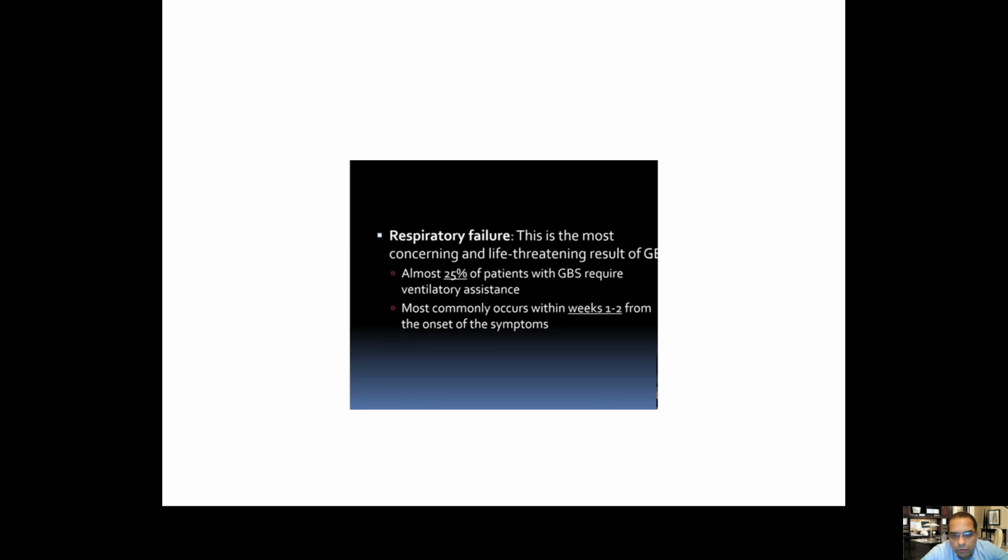Respiratory failure is the most grave complication of Guillain-Barré syndrome. This is the most concerning and life-threatening result of the syndrome. Almost 25% of patients with Guillain-Barré syndrome require ventilatory assistance. But although they go on a ventilator and can remain on it for weeks, their prognosis is good, because, as we're going to explain, only 3 to 5% of cases with Guillain-Barré syndrome are going to die from the illness. It most commonly occurs within 1 or 2 weeks from the onset of symptoms. So this is a 1 to 2 week interval.